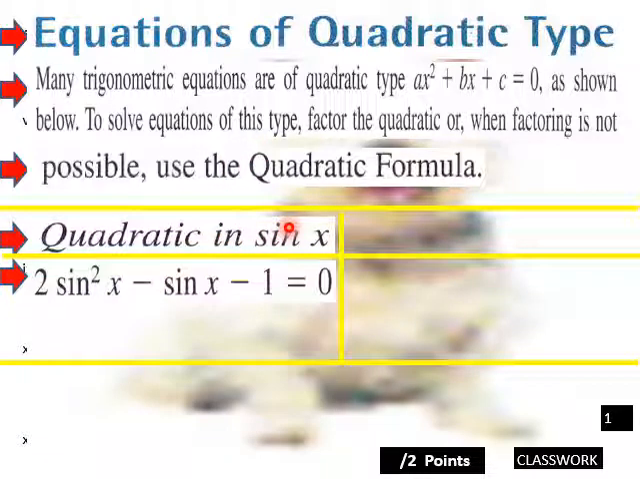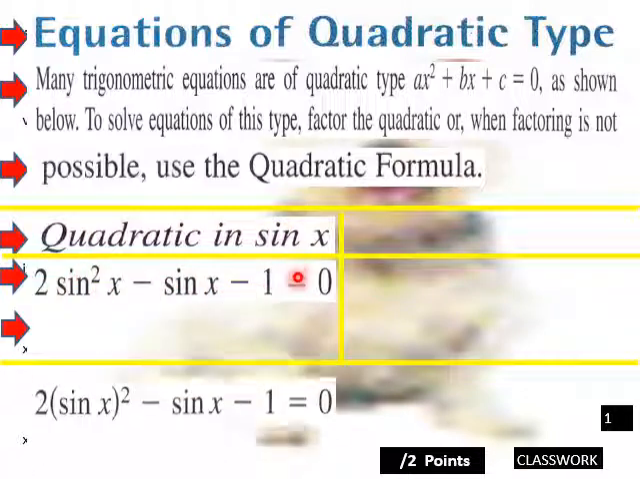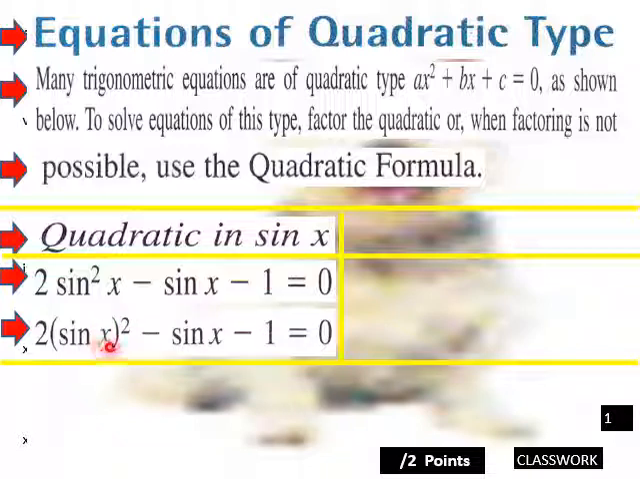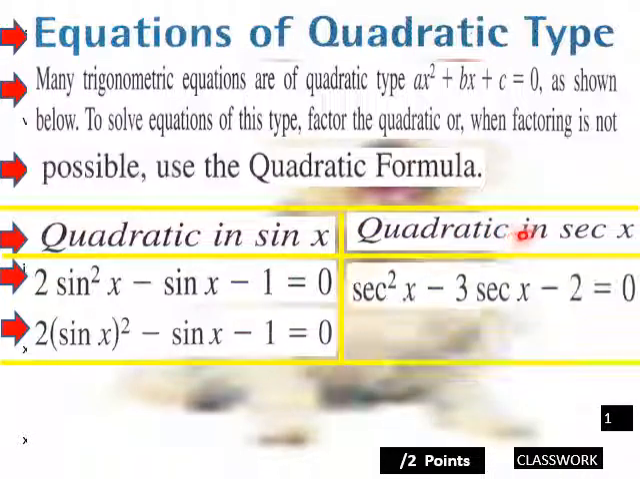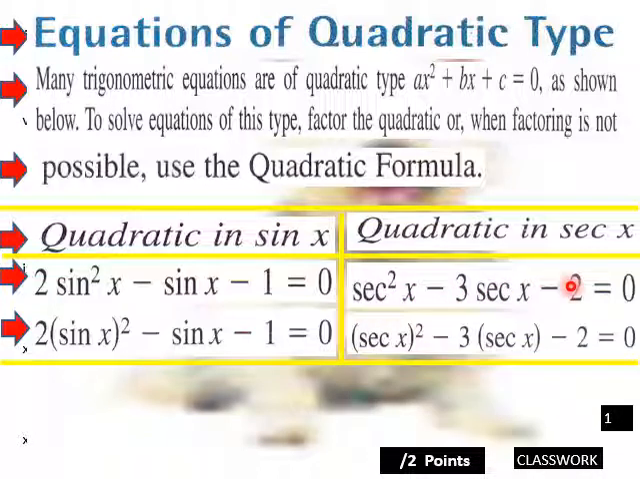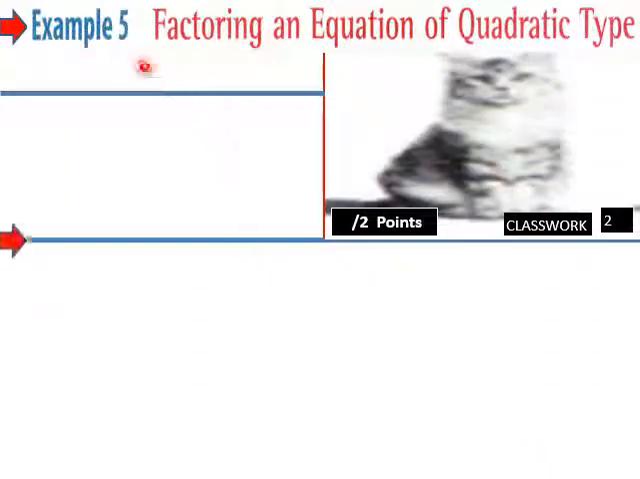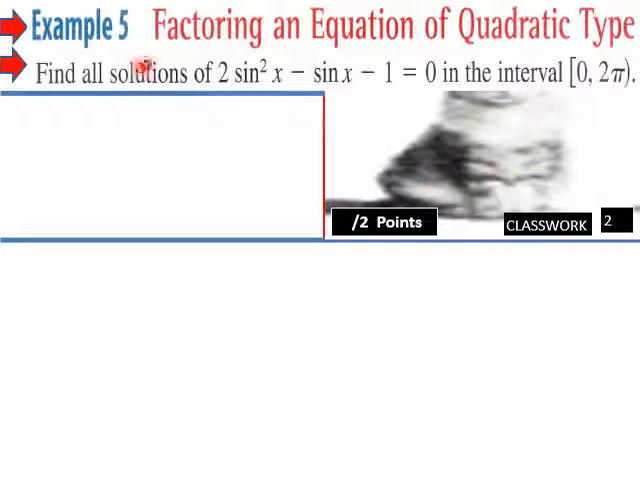So quadratic in sine x: 2 sine squared x minus sine x minus 1 equals 0. And quadratic in secant x: secant squared x minus 3 secant x minus 2 equals 0. Those are two different kinds of quadratics within trigonometry. Factoring an equation of a quadratic type.